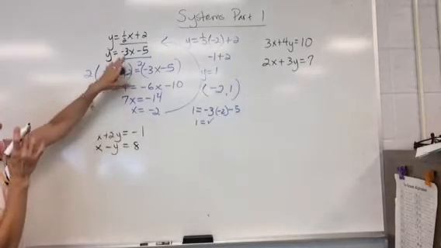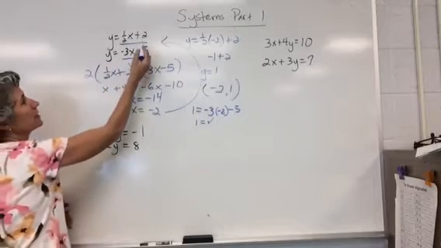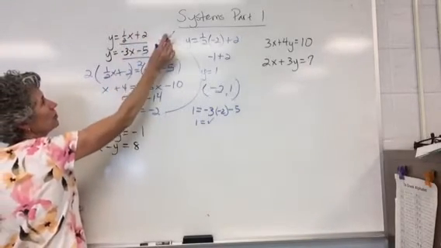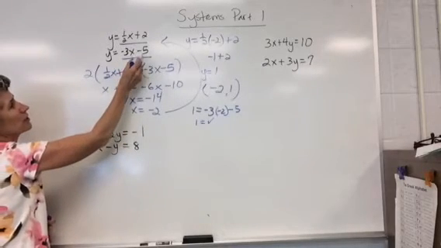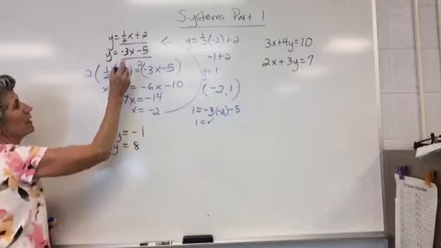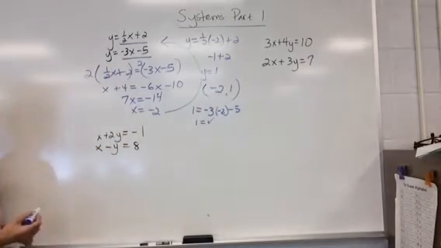Another way you could have solved this one is graphically. That means just put them both on a graph. This has a y-intercept of 2, a slope of up 1 and to the right 2. So there's your line. Y-intercept of negative 5, your slope is down 3, to the right 1. And you'll find that those two lines intersect at negative 2, 1.